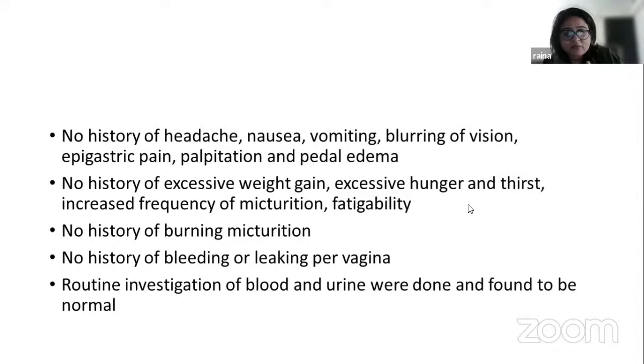Okay. And one more test we do routinely is urine culture and sensitivity. So in the second trimester, hemoglobin, urine culture, again to look for asymptomatic bacteriuria, and we check for GDM. Okay, am I clear? Yes, ma'am. Okay, next.